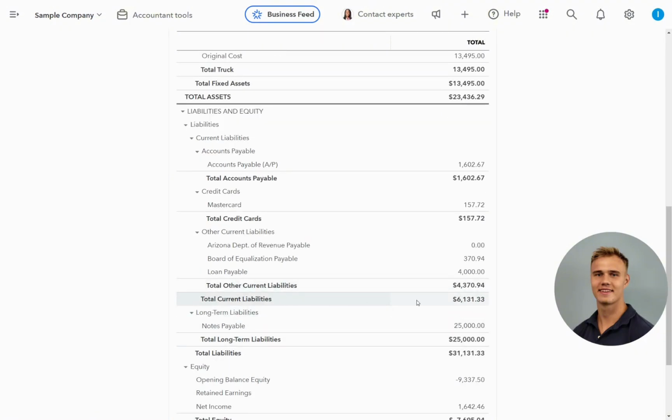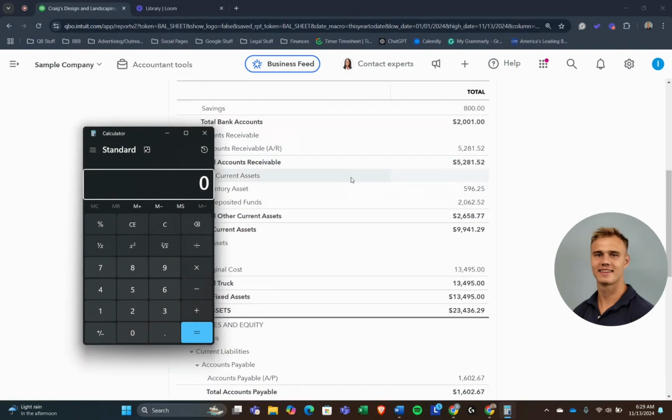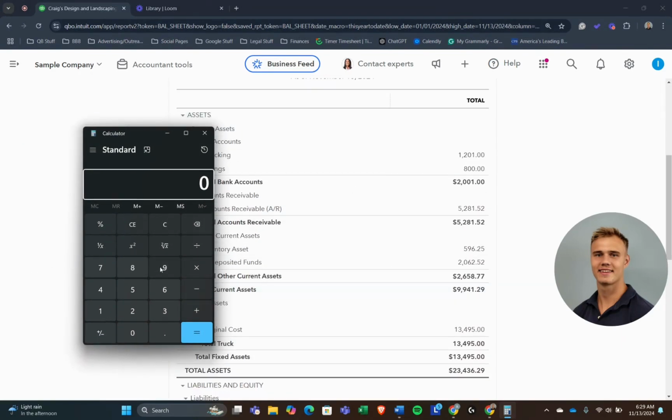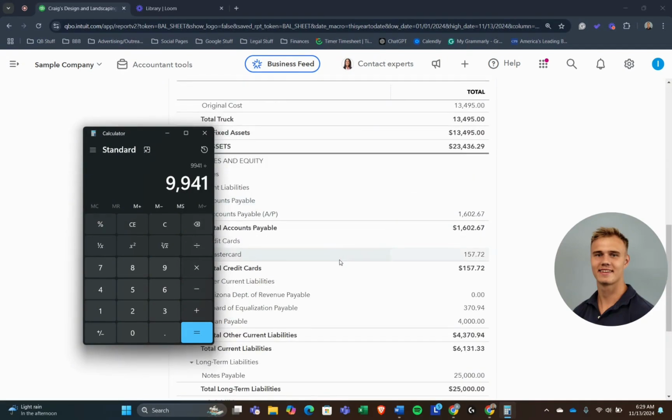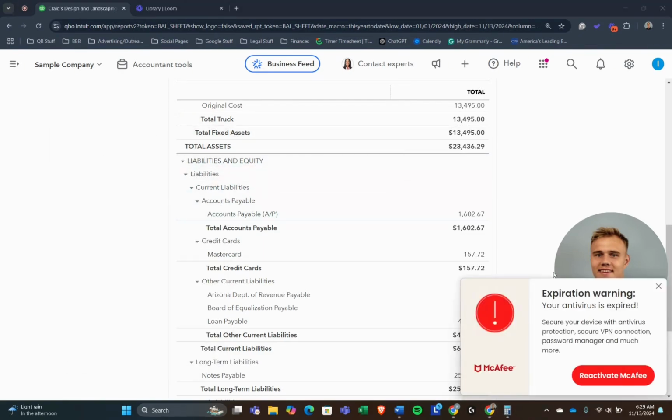So there it is, total current liabilities, 6,131. So I actually have the calculator here. Let's just pull this one up. And we can take this number, 9,941 divided by total current liabilities, 6,131, giving us a ratio of 1.6, which is good. We want a ratio of at least 1 because it shows us that in case any unexpected bills come up, any unexpected liabilities show up, we have enough potential cash on hand to cover that.